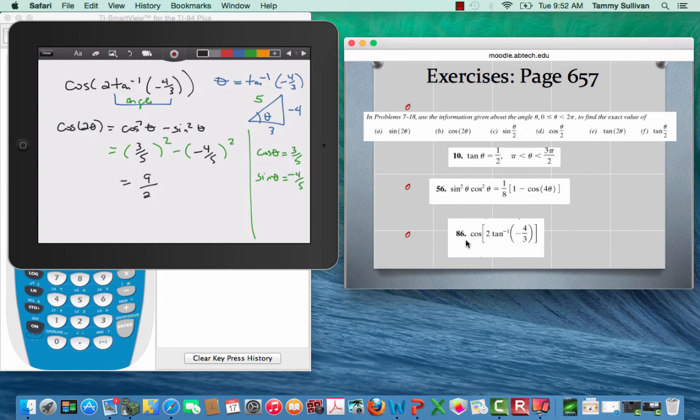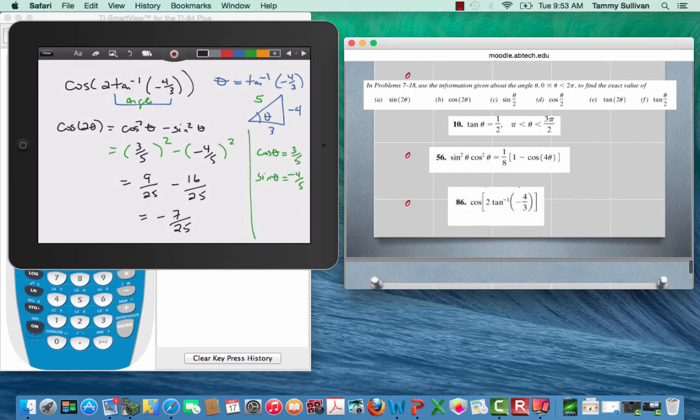So I have 9/25 minus 16/25. So I get -7/25. So that one, 86, was a hidden way to write an angle.